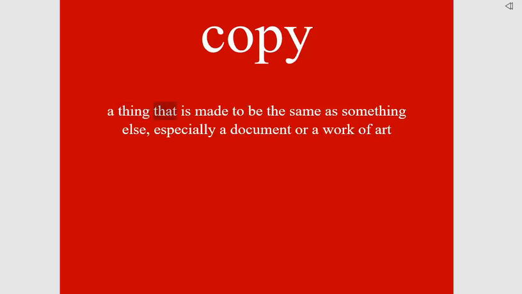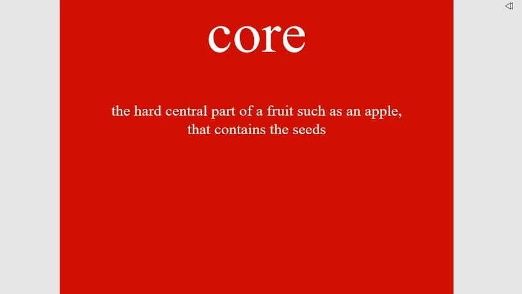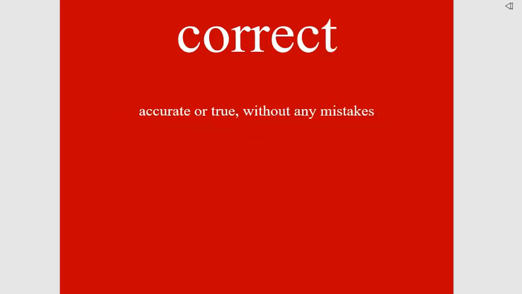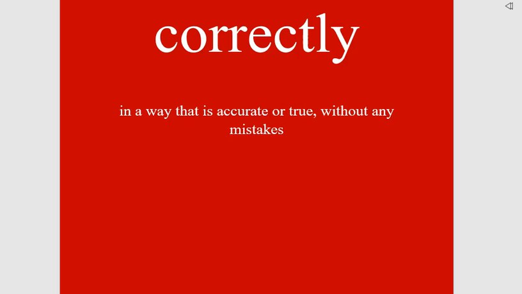Copy. A thing that is made to be the same as something else, especially a document or a work of art. Core. The hard central part of a fruit such as an apple, that contains the seeds. Corner. A part of something where two or more sides, lines, or edges join. Correct. Accurate or true, without any mistakes. Correctly. In a way that is accurate or true, without any mistakes.